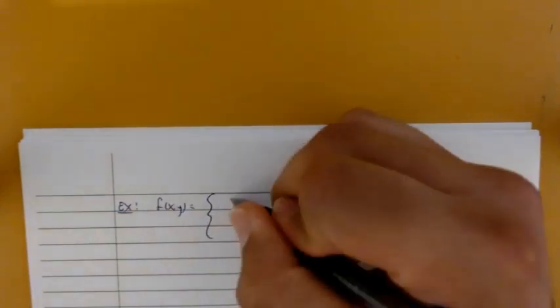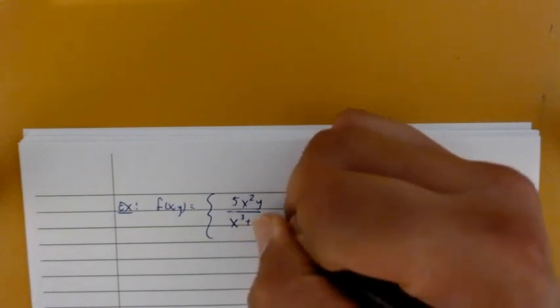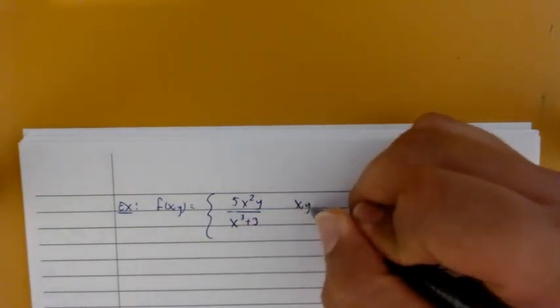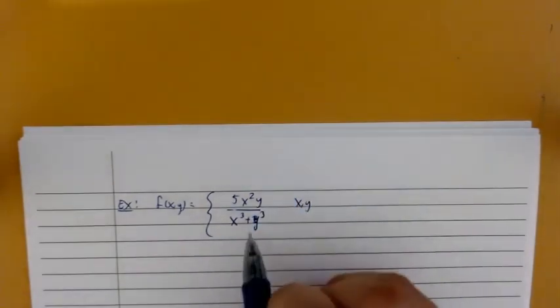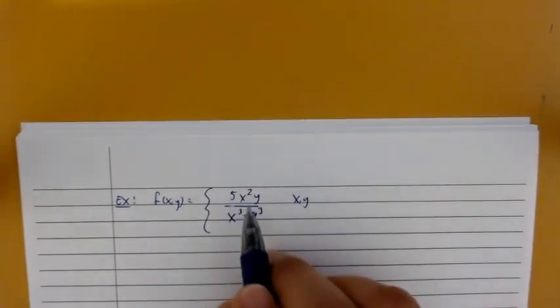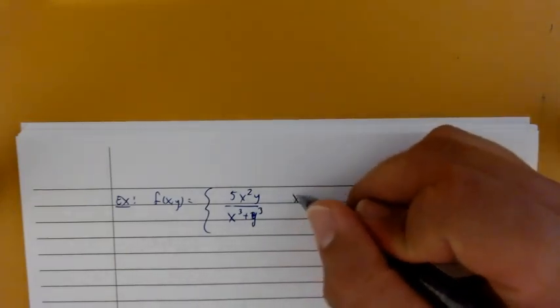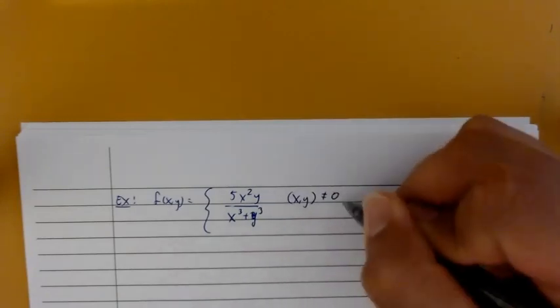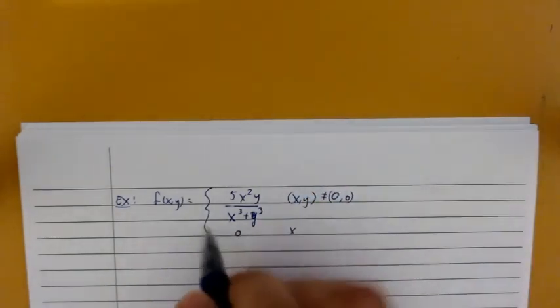Consider the function as follows. Let f(x, y) be defined as 5x squared y over x to the third plus y to the third, so long as (x, y) is not at the origin. There we go. Otherwise, that would cause a problem. It's defined that way so long as (x, y) is not at the origin. If it is at the origin, then f(x, y) is just 0.